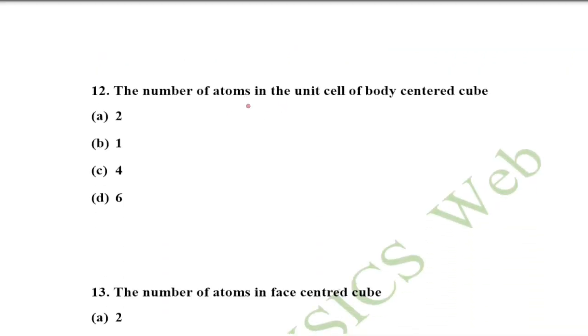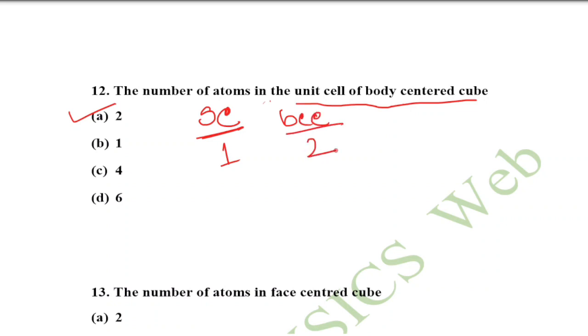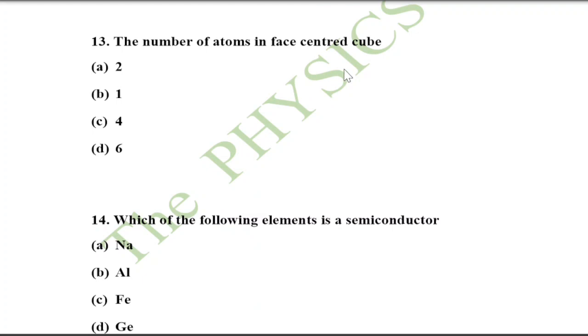Next, the number of atoms in the unit cell of body centered cubic. For BCC, it is 2. Next, for simple cubic, you should remember number of atoms per unit cell is 1. For BCC, it is 2. For FCC, it is 4. And for HCP, it is 6. The number of atoms in face centered cubic per unit cell, it is 4. So, C is your correct option.